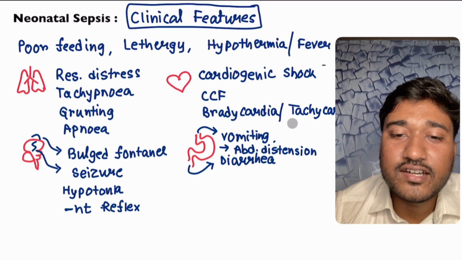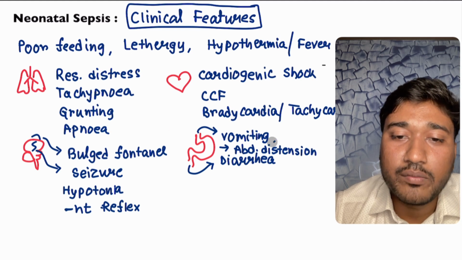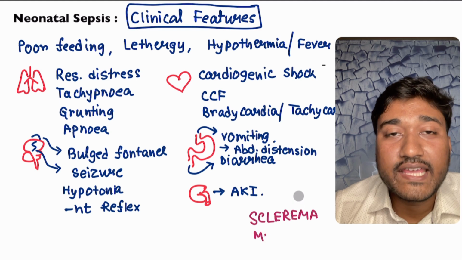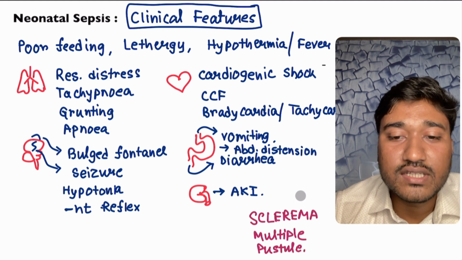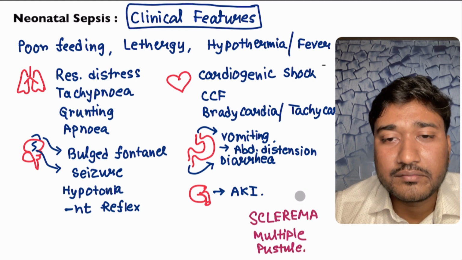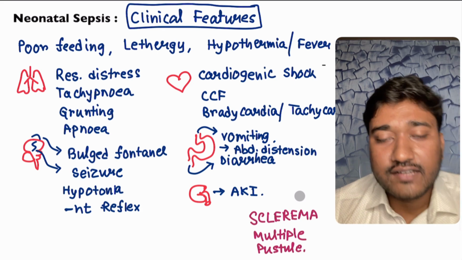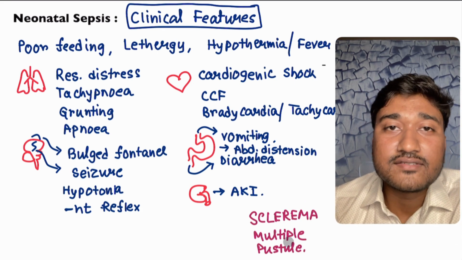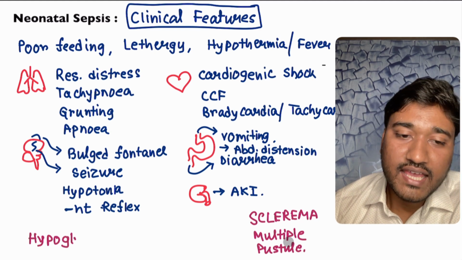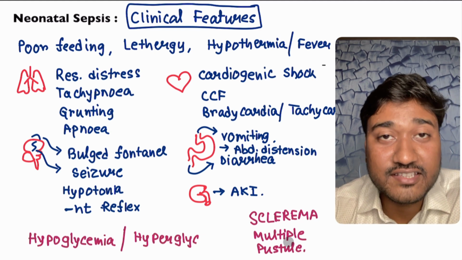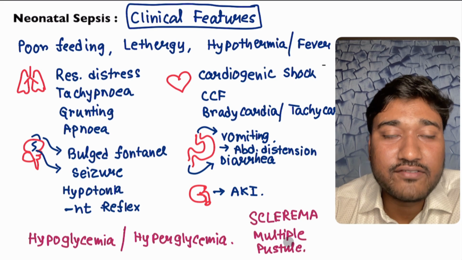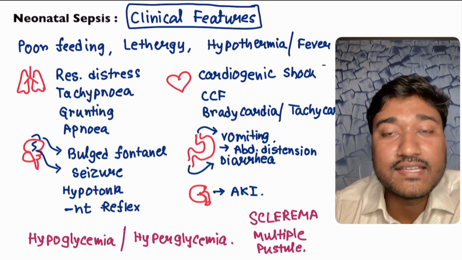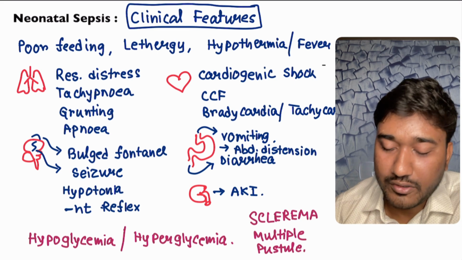So GIT related clinical features like vomiting, diarrhea, abdominal distension, or there could be AKI, that is acute kidney injury. And remember, there is another clinical feature that you will get in the skin, that is scleroderma, or maybe multiple pustules. And never forget another metabolic clinical feature which is also very, very important, that is hypoglycemia or maybe hyperglycemia. Both of these are very, very important.